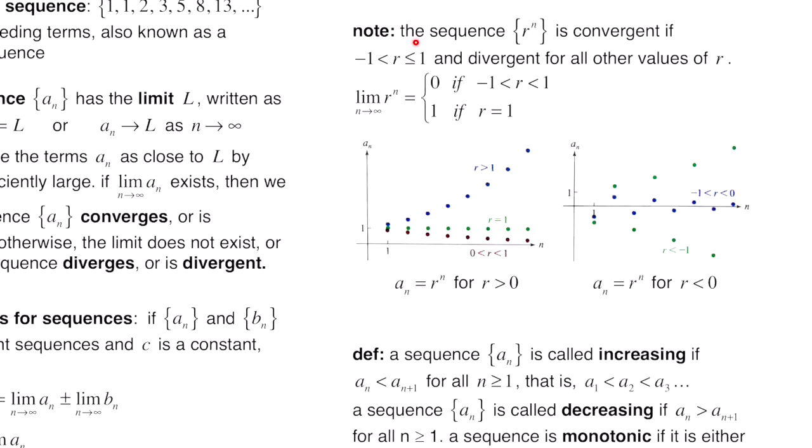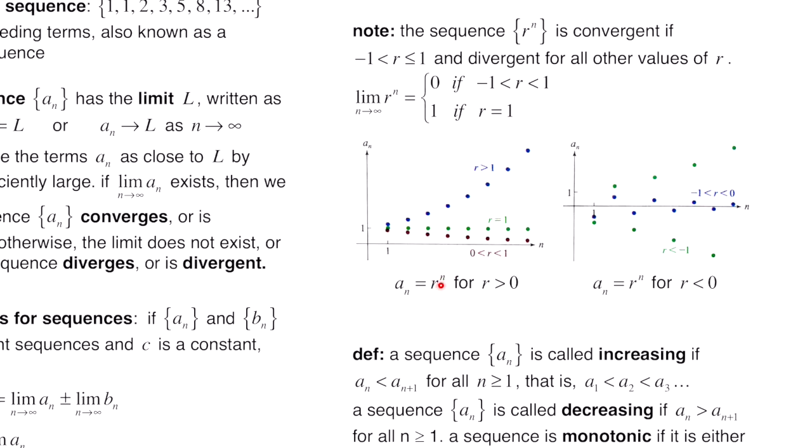Here we have a note. It says the sequence r to the n, so something of the form r to the n, is convergent if r is greater than -1 and less than or equal to 1, and divergent for all other values of r. So the limit as n gets larger and larger of that sequence, specifically of the form r to the n, where again r is going to be the constant, this limit will equal 0 if r is between -1 and 1. This limit will equal 1 if r equals 1. So here we have two diagrams.